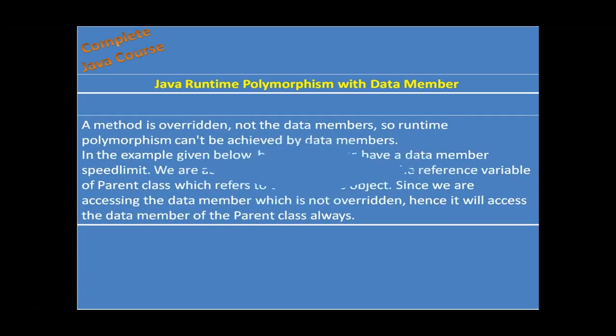Today we are going to start with Java runtime polymorphism with data members. A method is overridden, not the data members. So runtime polymorphism cannot be achieved by data members. Whatever variables we define, we cannot override the variables. So we cannot achieve runtime polymorphism by using the data members or the variables.